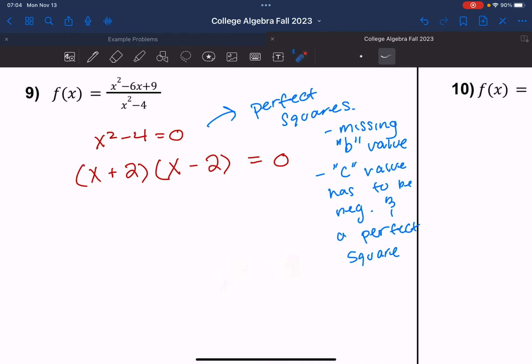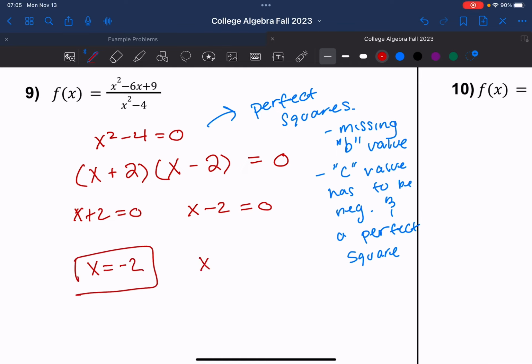It's only the case if this value is negative and a perfect square. I think we only did a short topic on that, so I just wanted to... It has to be negative? Has to be negative, yep. And now we do the 0. Correct. The zero property tells us we do x plus 2 equals 0, x minus 2 equals 0. So I have two asymptotes of x equals negative 2 and x equals positive 2.